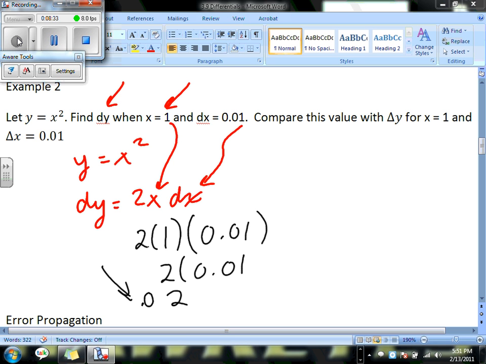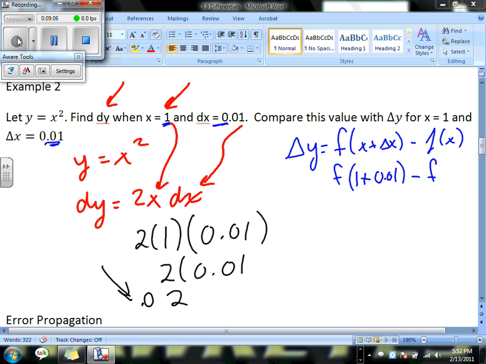Well, let's compare that then to the old way of finding change of y. So it would be f of x plus change of x minus f of x. If we plug in f of x plus change of x, we'll have 1 plus 0.01. That was my change of x. Here's my x, and here's my change of x. Then I'm going to subtract f of just 1. So I'm going to have f of 1.01 minus f of 1.